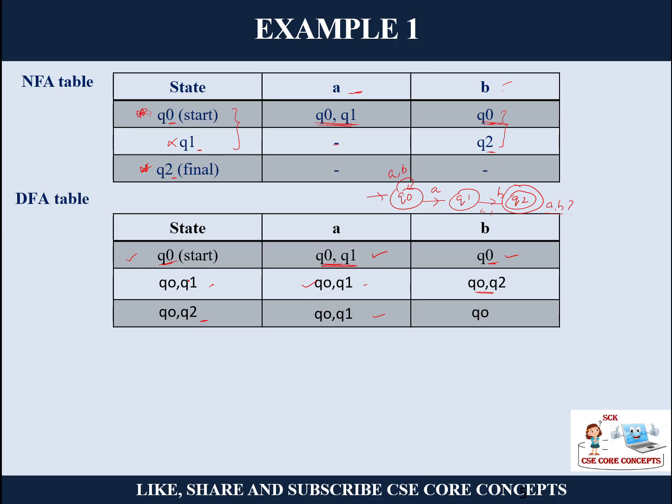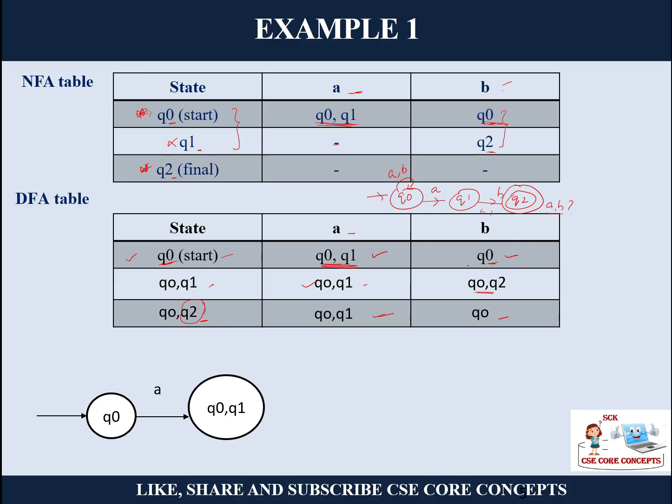Now you check the transitions. This is done, this is also transited, so nobody is left now. This is done with the DFA table. Now Q2 is your final state, so wherever there is Q2, that will be your final state. Now let's try to draw. Let's start with Q0. With input A, you go to the state Q0, Q1.